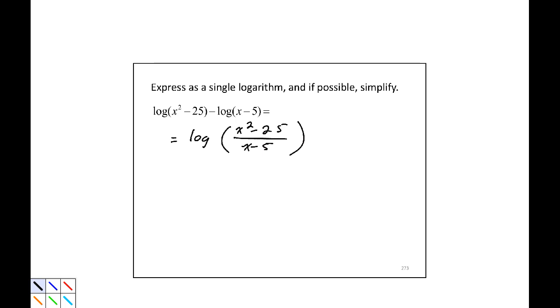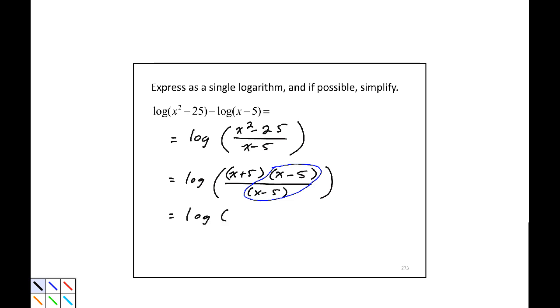Now, we cannot cancel anything at the moment, but if we factor this, if we write this as log of the quantity, and my numerator will be x plus 5 multiplied by x minus 5, and all that's divided by my denominator of x minus 5. If I write it in that way, then the x minus 5 factor and the x minus 5 as my denominator can form a 1. So this would be equal to log of x plus 5. And since we don't know what x is, we can't evaluate that.